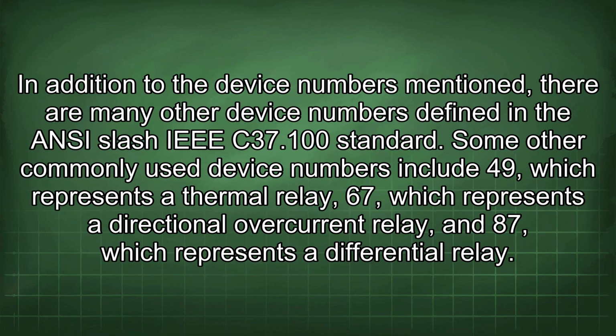In addition to the device numbers mentioned, there are many other device numbers defined in the ANSI/IEEE C37.100 standard. Some other commonly used device numbers include 49, which represents a thermal relay, 67, which represents a directional overcurrent relay, and 87, which represents a differential relay.